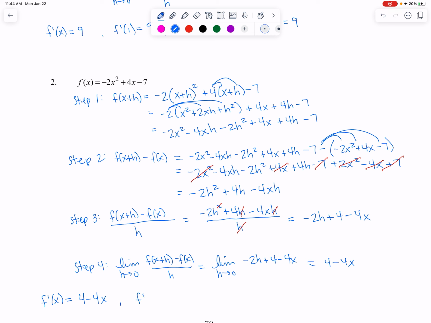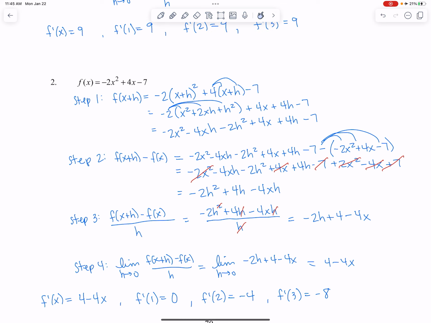And if we plug in a 1, we get 4 minus 4, so we get a 0. And if we plug in a 2, we get 4 minus 8, negative 4. And if we plug in a 3, we get 4 minus 12, so negative 8. And that's what we've got. We found our first derivative and we found values of our first derivative. So very exciting.